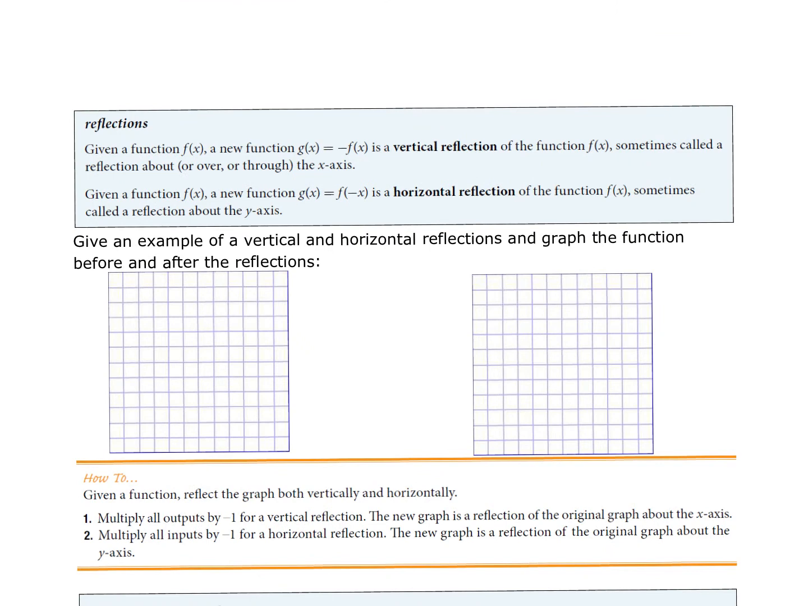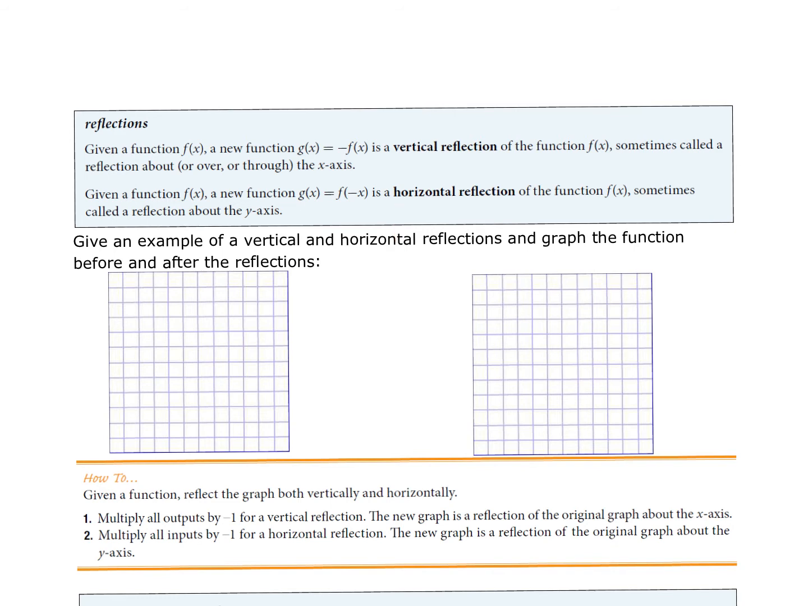The other thing that happens is a reflection. And if the reflection is outside the function, that means it's taking all of my outputs and reflecting across the x-axis because all my outputs are the opposite signs. That's this. Notice it is outside the function, so it's going to do a vertical reflection. If it's inside the function, then it's a horizontal reflection. In other words, I'm going to reflect over the y-axis.